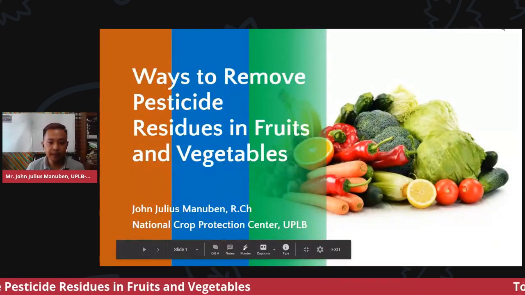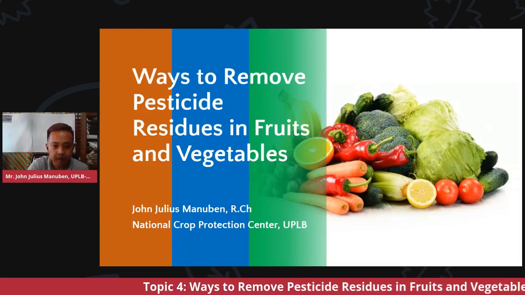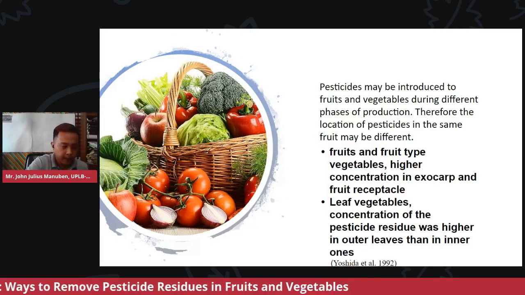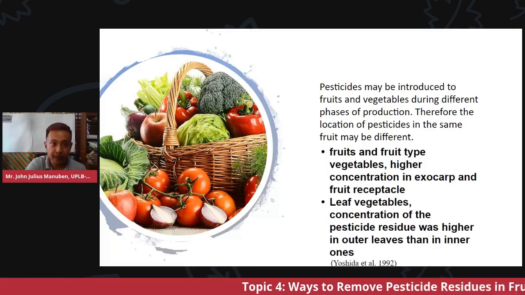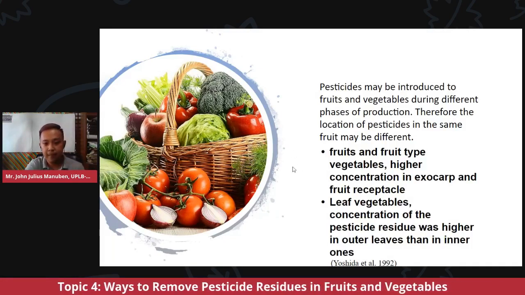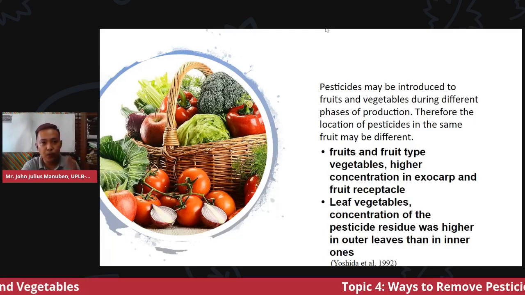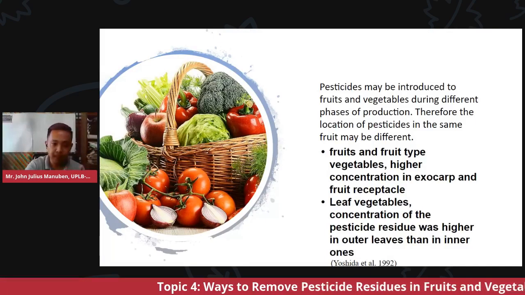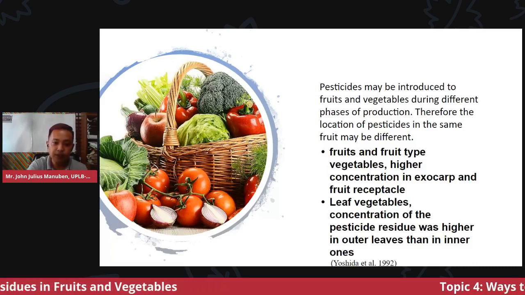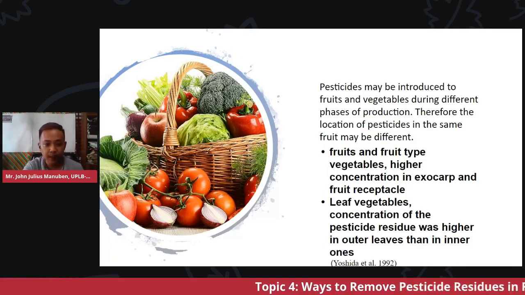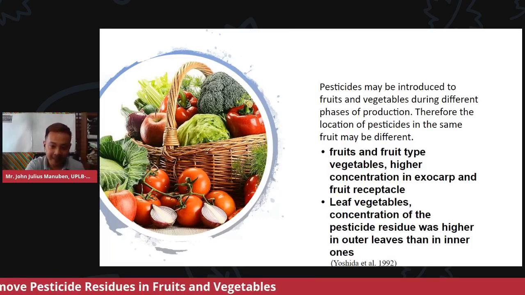So, I'm John Julius Manuben, licensed chemist from National Crop Protection Center, UPLB. So, yung mga pesticide natin, ginagamit natin siya at different stages ng crops. So, meaning may mga ginagamit sa earlier stage, may ginagamit sa later stage. So, yung pesticide natin, nakadepende siya kung kailan siya na-i-introduce and nasaan siyang part ng crops natin. So, yung fruits and fruit type, mas mataas yung concentration niya doon sa exocarp at saka sa skin ng fruits. Doon naman sa leafy vegetables, mas mataas yung concentration niya doon sa outer leaves kesa sa inner leaves.